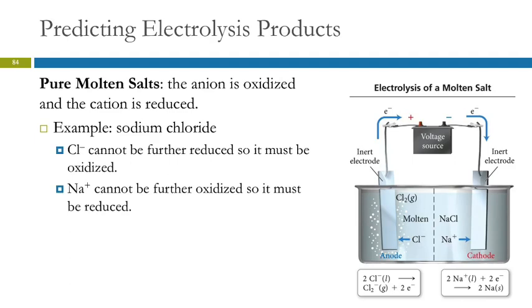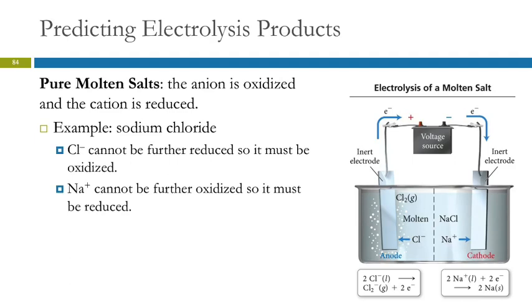So how do we know what's going to happen, what products we're going to get when we do electrolysis? If you're using a pure molten salt, so you can actually melt sodium chloride, it can be done. The anion gets oxidized, the cation gets reduced. There's nothing else that can really happen.